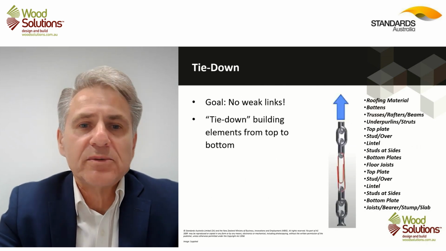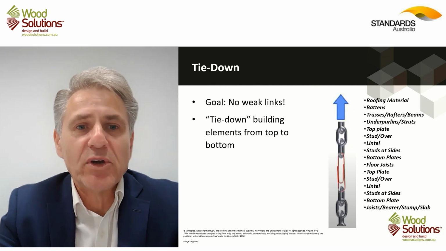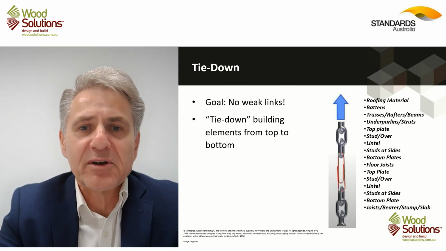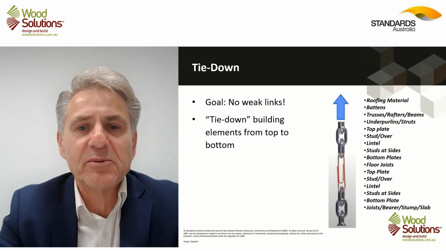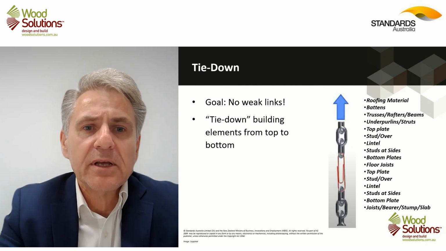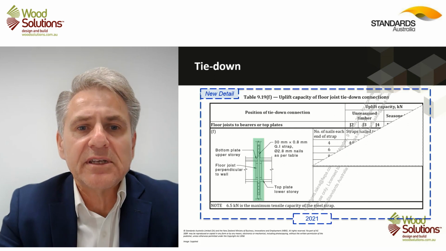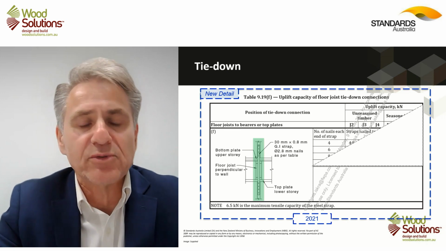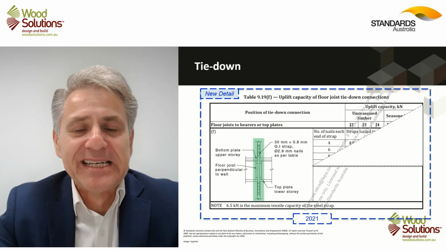So moving on to tie down. Basically what we're trying to do with tie down is not have any weak links. So we're trying to tie down our structure from top to bottom. The diagram on the right-hand side shows tying down every element from our roofing material right down to our subfloor or our slab. So we're trying to make sure that we have the capacities, and there are changes in the 2021 edition. A few new details have been introduced. And this is one I think that I grappled with for a long while.